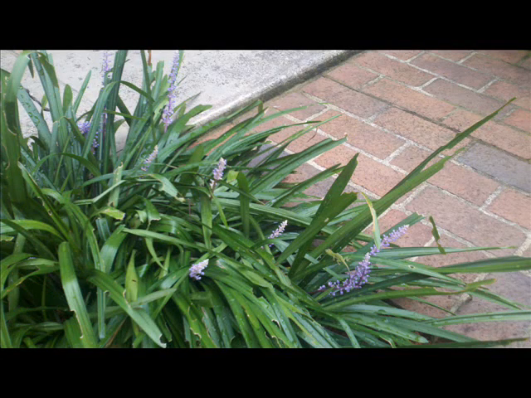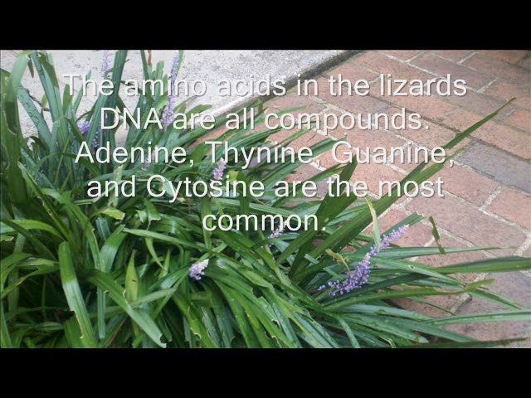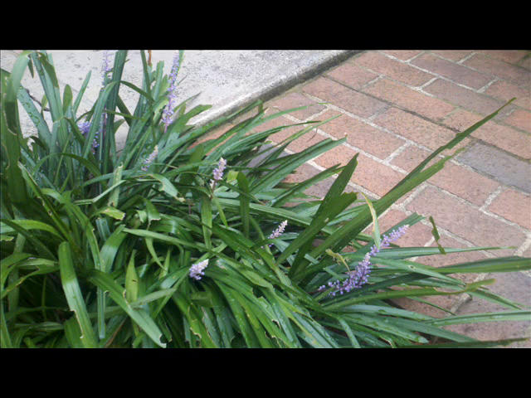Okay, so what you see here is a lizard. It's kind of hidden on the plant, but what I use the lizard picture for is the compounds that are found inside of it. These compounds can be found in the DNA of the lizard. They can also be found in humans. Those are adenine, thymine, cytosine, and guanine, and they just keep the information for the lizard so everything runs all smoothly.